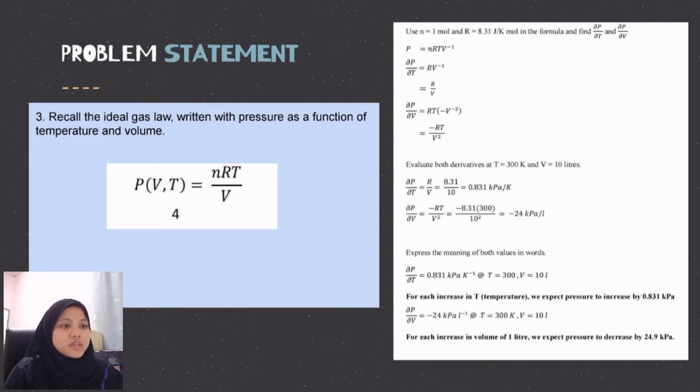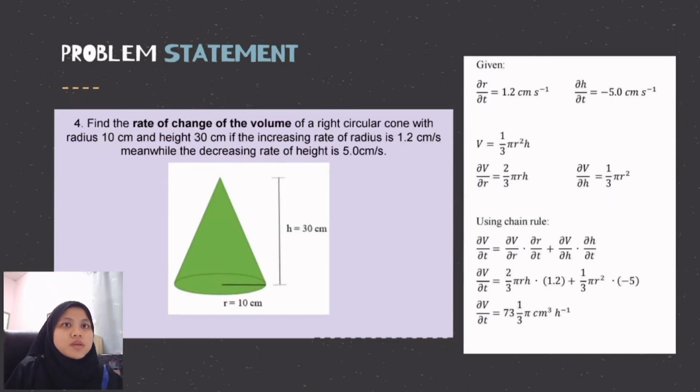While for dP/dV of negative 24.9, we can conclude that for each increase in volume of 1 liter, we expect the pressure to change by 24.9 kilopascal. It is a decrease because the dP/dV we got is negative. After that, we move on to problem statement number 4.